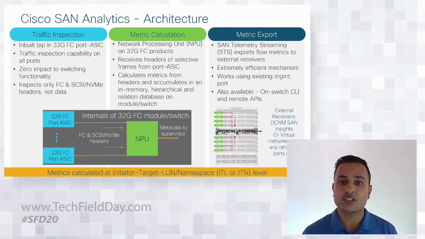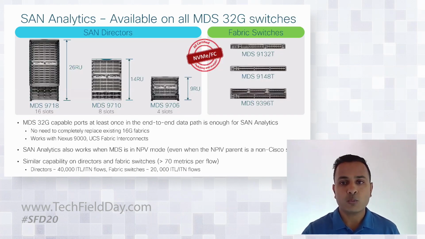Okay, so going back to the point I was saying, if you look at this architecture, because the NPU is part of a module and it's part of a fabric switch also, the larger the fabric, the more NPUs our customers get. If you look at that faded picture of 9710, that's an 8-slot director. That means in a single switch, we can have 8 NPUs. And if you're looking at, let's say, 5 switches in a single fabric, we're talking about 40 NPUs distributed throughout the fabric. Now, that's a lot of compute power natively integrated within the fabric to calculate these metrics and send it out.